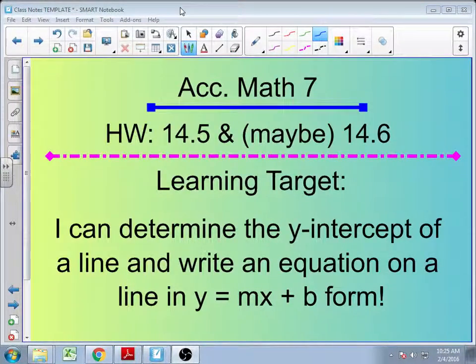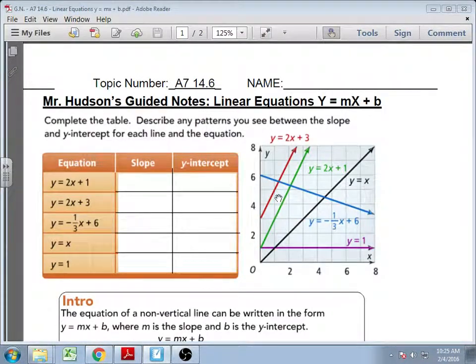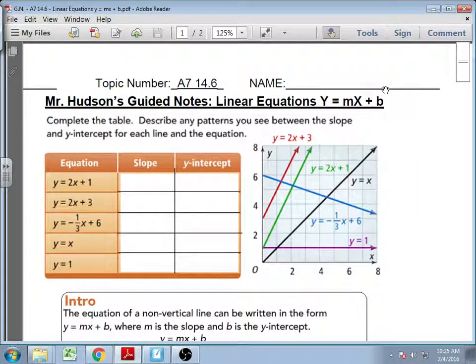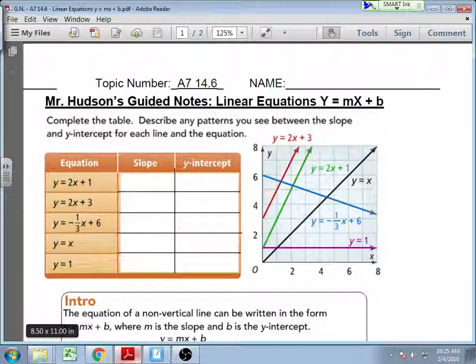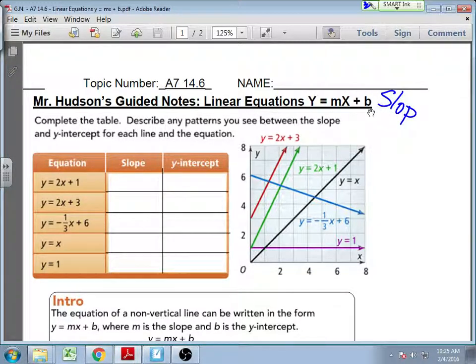All right, moving on to 14.6 now, dealing with the y equals mx plus b form. What is the y equals mx plus b form called? We just named it. Y equals mx plus b. It's slope-intercept form. I would write beside it: slope-intercept form. And we use "intercept" when we talk about the y-intercept.